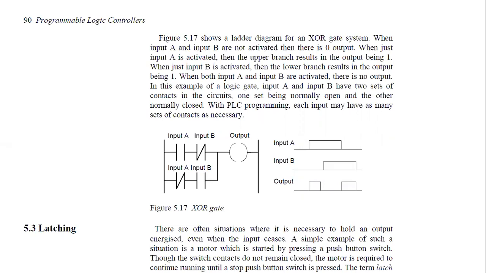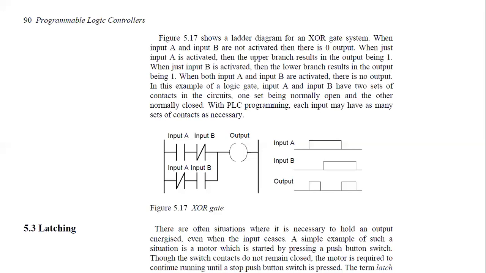The same case when just input B is activated, then the lower branch results, this one. When you have only input B activated, then you'll have an output in this ladder diagram. But when both the inputs A and B are activated, there will be no output, as you have seen in the truth table. And this is an example of an exclusive OR gate ladder diagram.